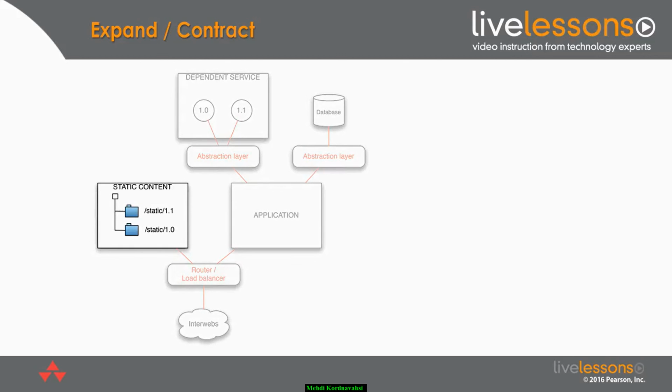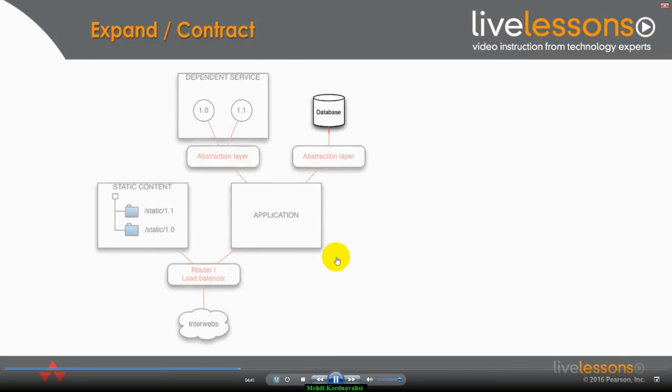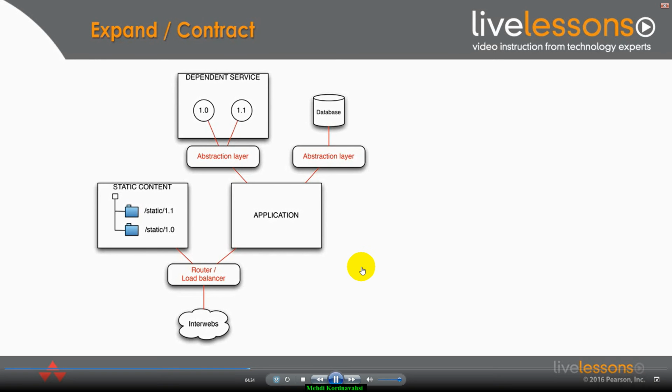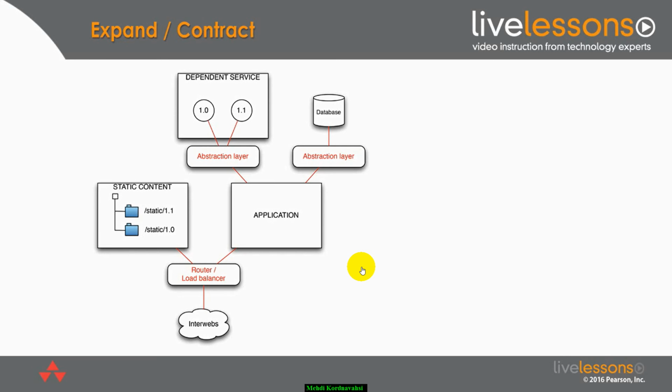So there's some static content, which might be images or HTML, CSS files, JavaScript, some dependent services which we rely on in order to make our application work, and of course the ubiquitous database. Typically, we want to avoid deploying the whole thing at once, and that's for a couple of reasons. Firstly, that's a lot of moving parts. And secondly, it makes it hard to roll back.